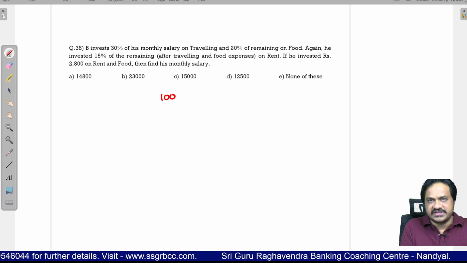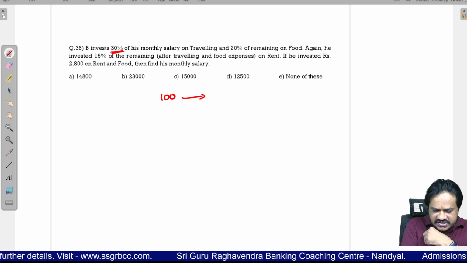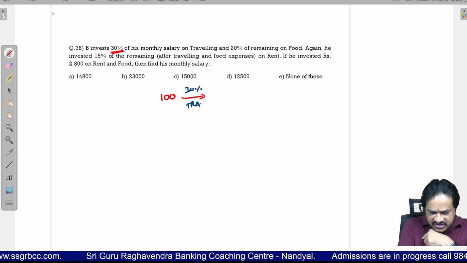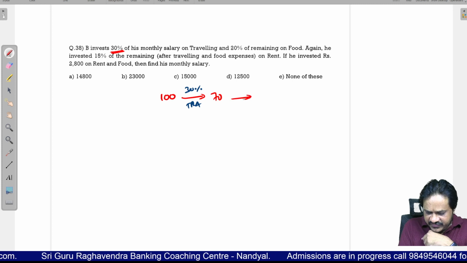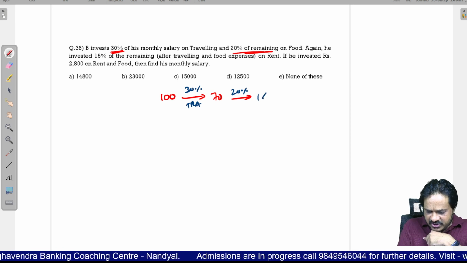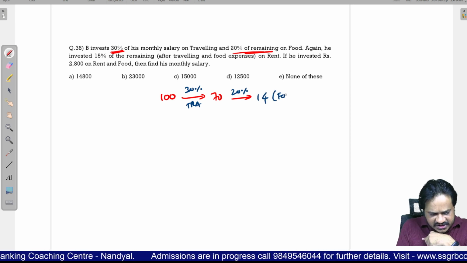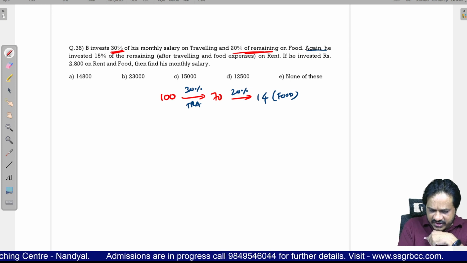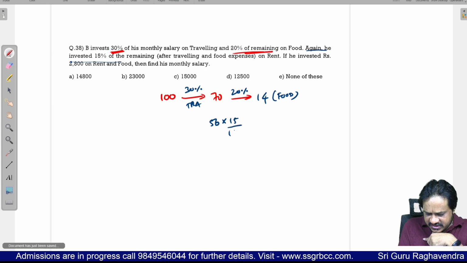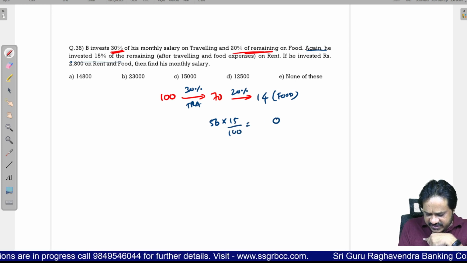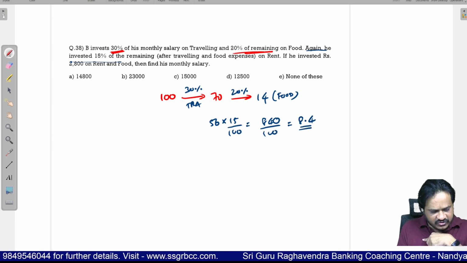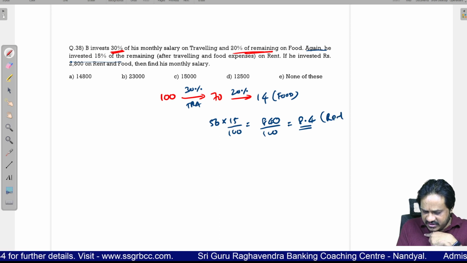So let us take B salary as 100. In this 30% he is spending on travel. So what is the remaining now? 70. In this 20%, so in 70, 20% is nothing but 14. This 14 is expended on food. Now again he invests 15% of the remaining. So remaining is 56. In this 15% means 56 into 15, that is 840 by 100. That is nothing but 8.4. This 8.4 he is spending on rent.